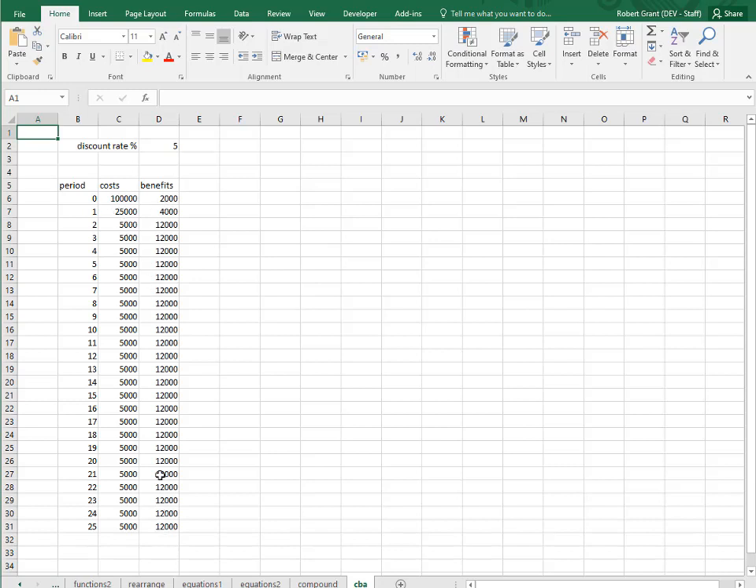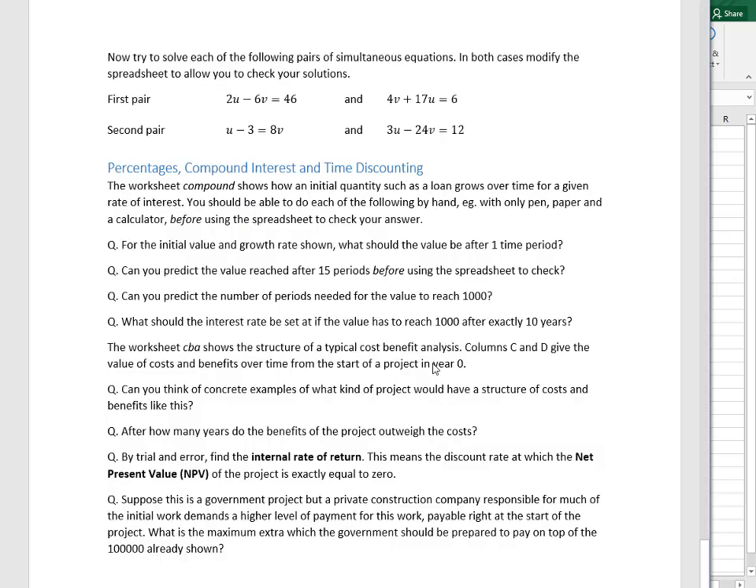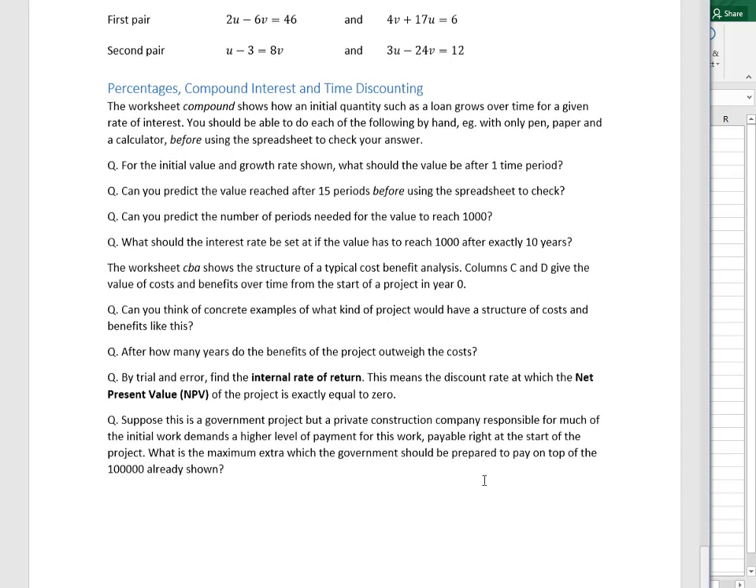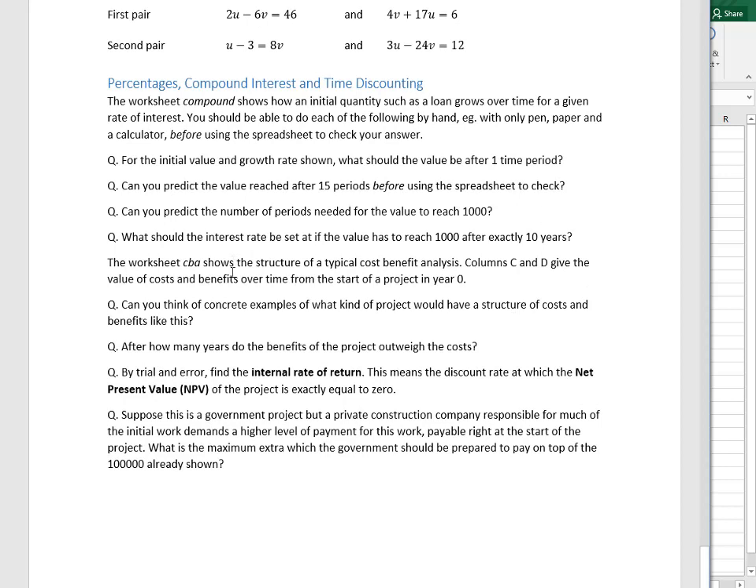So the question is this future stream of costs, is this future stream of benefits worth the costs that are up front and then the ongoing costs later on? And the discount rate is crucial in this, as you'll discuss at length. We're analysing these things this year. So concrete examples are something like a big infrastructure project, like a road or something, or electricity plant or something like this, or it might be a hospital. So after how many years do the benefits of the project outweigh the costs?